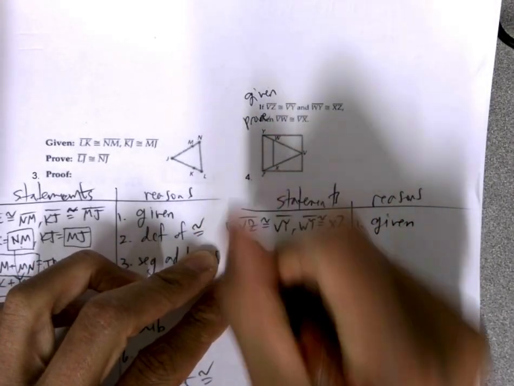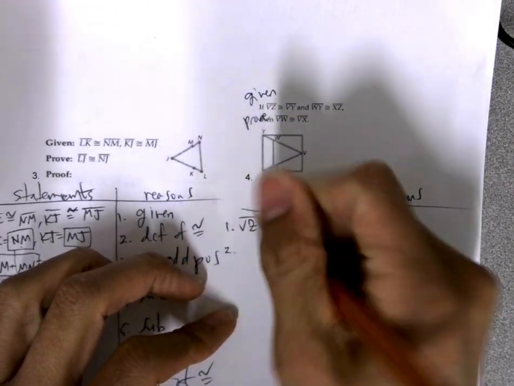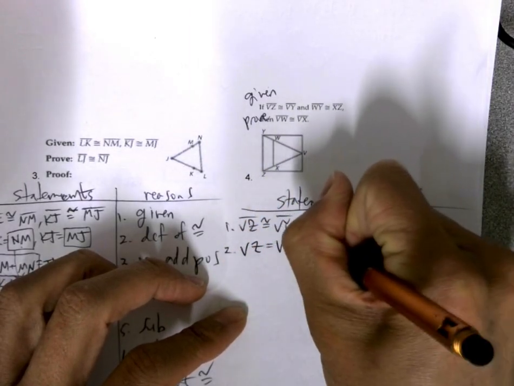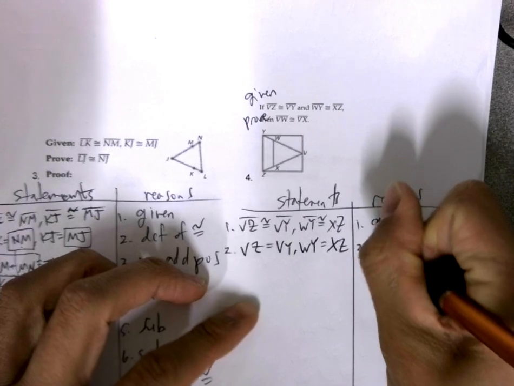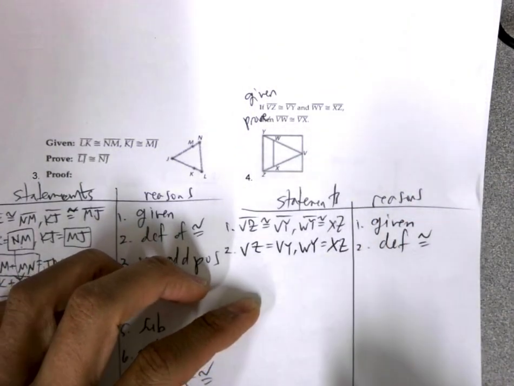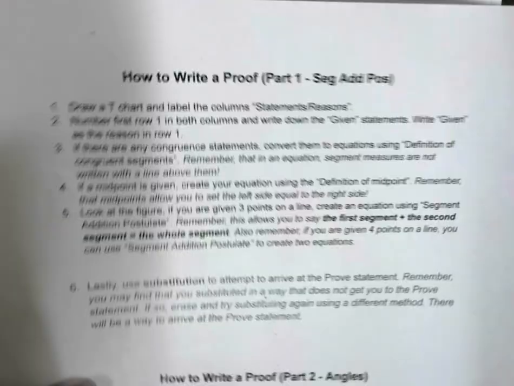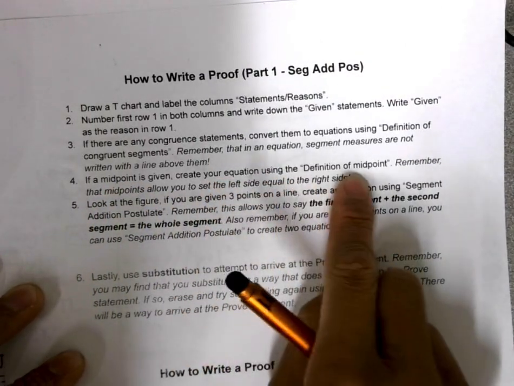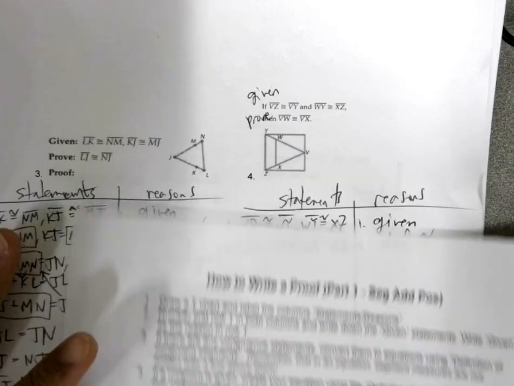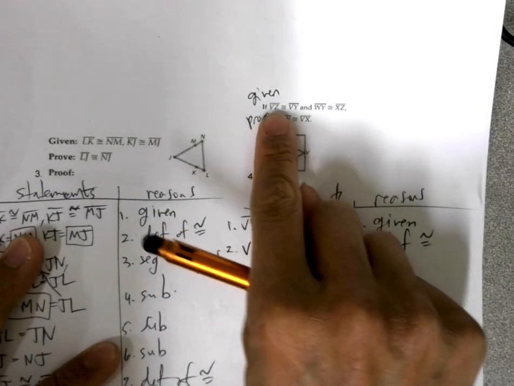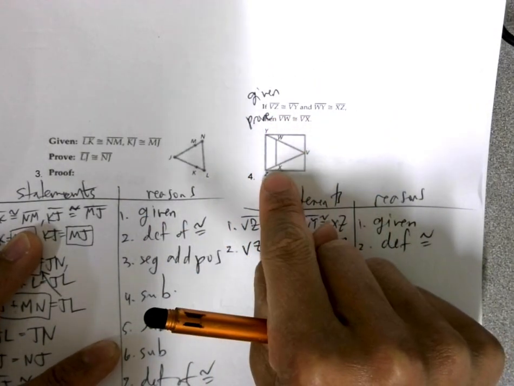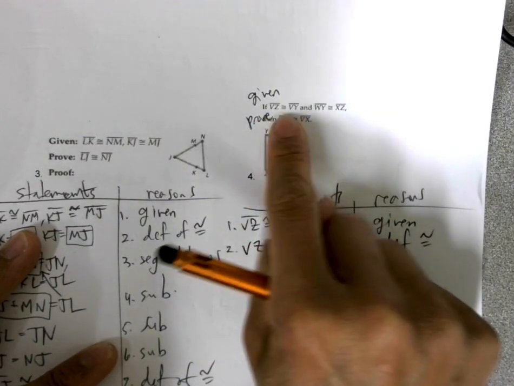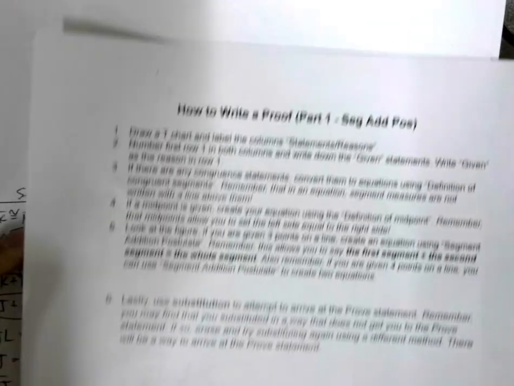So that's what I'm going to do, because I have these congruent statements. So I'm going to say measure VZ equal to measure VY, and measure WY is equal to measure XZ, and then that is def congruence. What is our next step here? If there are any midpoints given, then create an equation using definition of midpoint. If there were midpoints given, then right here in the if, it would say point X is a midpoint of VZ. It would say midpoint here in the given, but it does not. So there are no midpoints given.